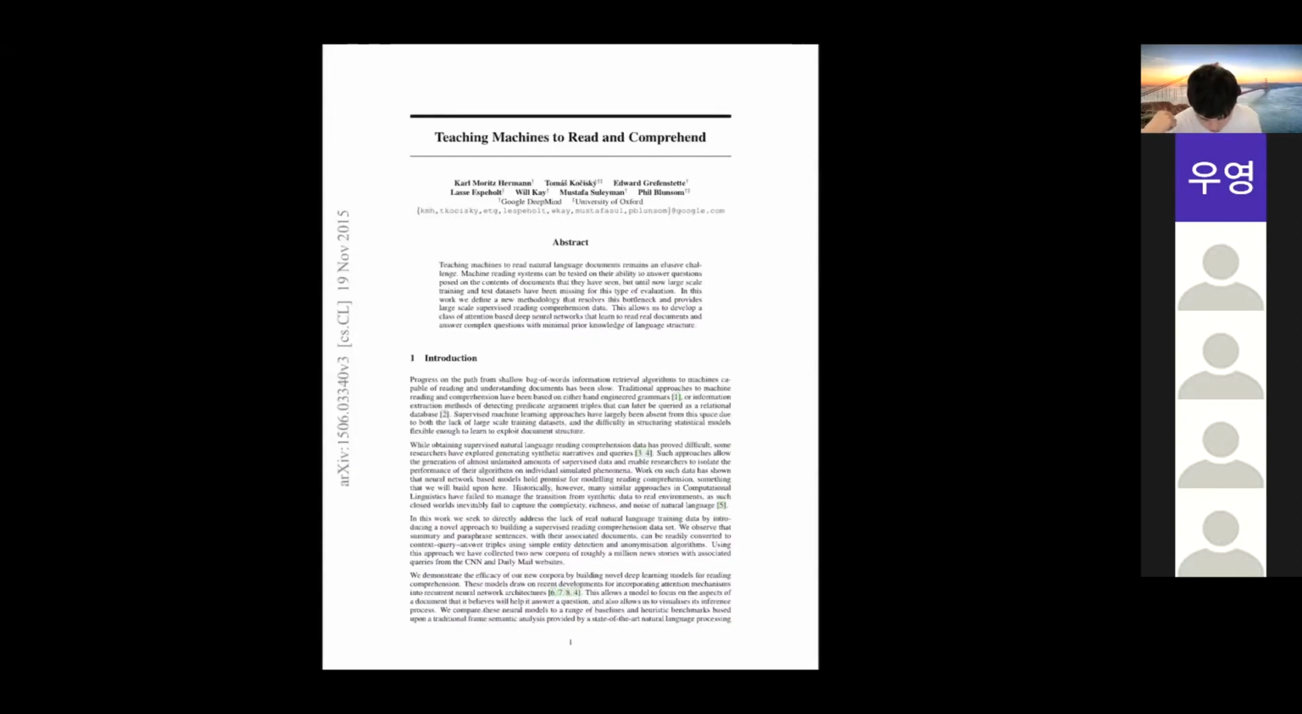Teaching machines to read natural language documents remains an elusive challenge. Machine reading systems can be tested on their ability to answer questions posed on the contents of documents that they have seen, but until now, large-scale training and test data sets have been missing for this type of evaluation. In this work, we define a new methodology that resolves this bottleneck and provides large-scale supervised reading comprehension data. This allows us to develop a class of attention-based deep neural networks that learns to read real documents and answer complex questions with minimal prior knowledge of language structure.